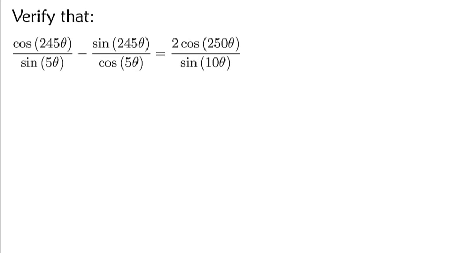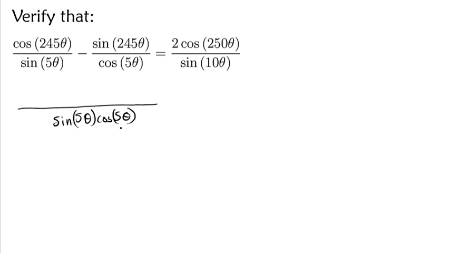Alright, so how can you verify that cos 240 theta over sine 5 theta minus sine 240 theta over cos 5 theta is equal to what we have on the right hand side? So we're going to pick up the left hand side as it is. But before we do that, we can actually just subtract the two by finding the common denominator. The common denominator of these two fractions is simply sine 5 theta cos 5 theta.